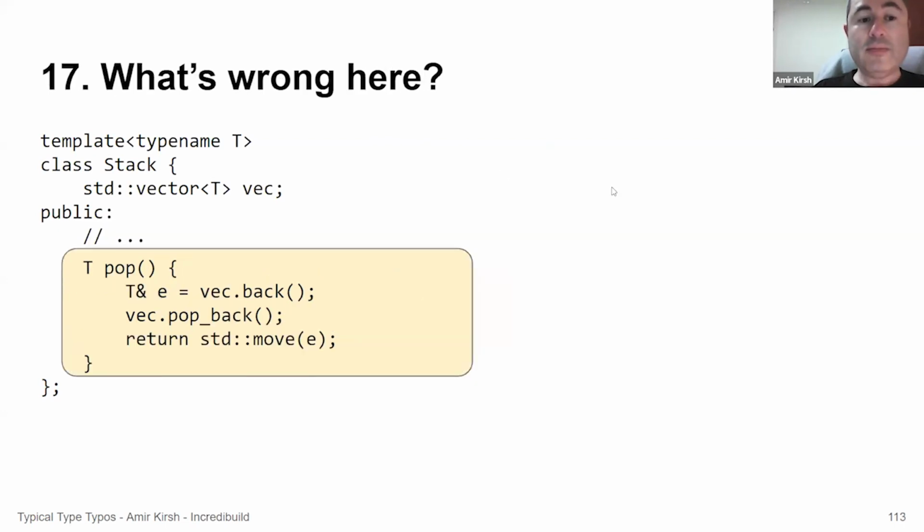Okay, next one. Same stack. But now we look at pop. Pop wants to pop something from the stack. So we call back in order to get the value. Now back doesn't pop. Back just gets the value and that's it. And then we call pop back. Pop back just pops out the value without returning it. This is how it works. It just eliminates it from the vector. And then we std::move E.